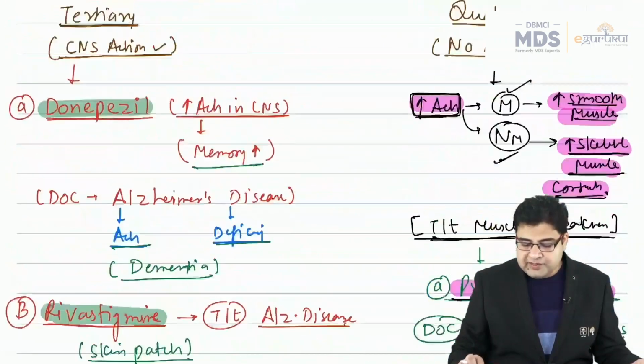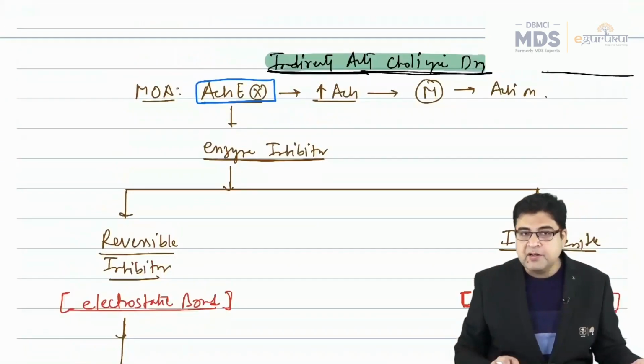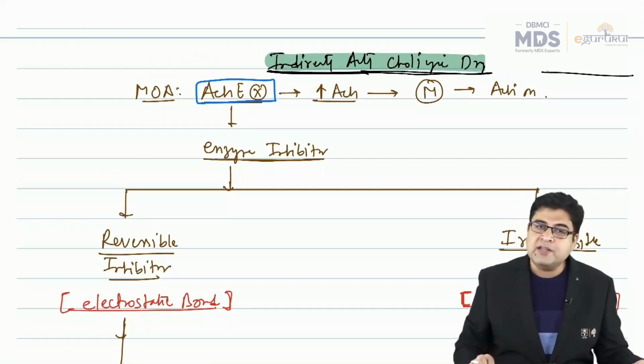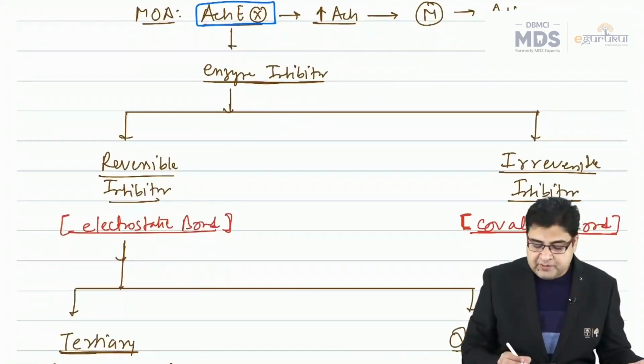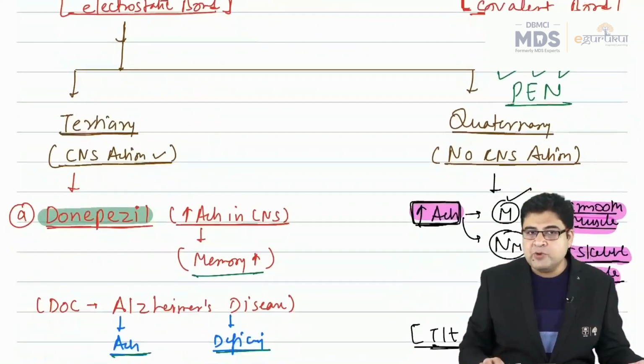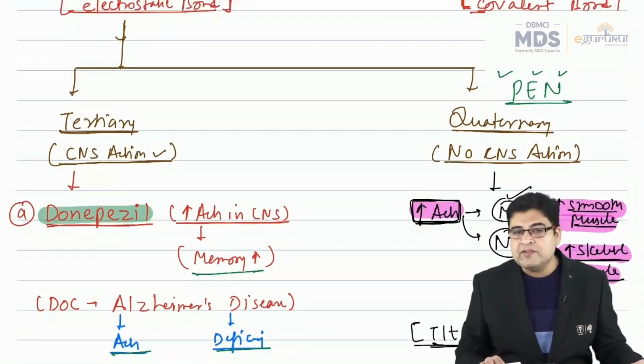So we have two types of medicines. One is known as reversible inhibitors. Second is known as irreversible enzyme inhibitors. So reversible enzyme inhibitors we have discussed. The medicines are of two types, tertiary and quaternary, that we have discussed in detail.